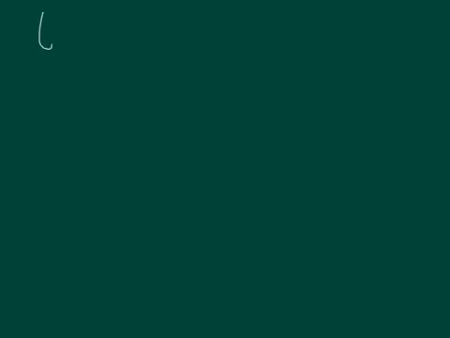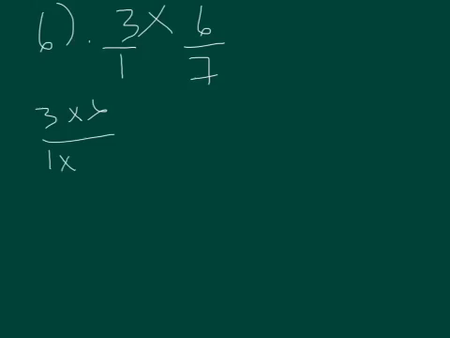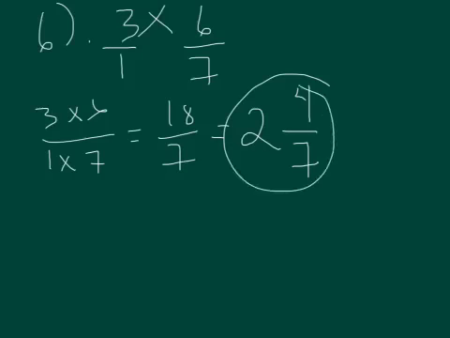Then number 6, we have 3 times 6 over 7. Wow. Not hard. I'm going to go ahead and just write a 1 in the bottom here because it's a whole number, and multiply across. So it's going to be 3 times 6 over 1 times 7, which is going to be 18 over 7. 7 goes in 18 twice, and 18 minus 14 is, of course, 4. That should be the answer on number 6.